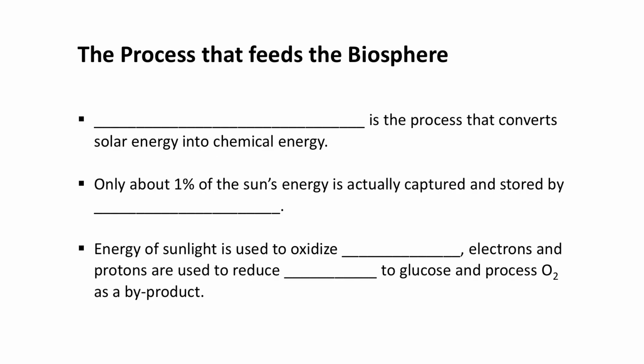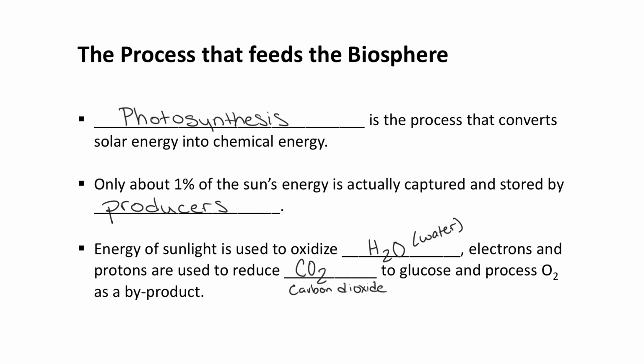Photosynthesis feeds the biosphere. It is the process that converts solar energy into chemical energy. Only about 1% of the sun's energy is actually captured and stored by producers. In photosynthesis, energy of the sunlight is used to oxidize water. Electrons and protons are used to reduce carbon dioxide to glucose and produce oxygen as a byproduct.